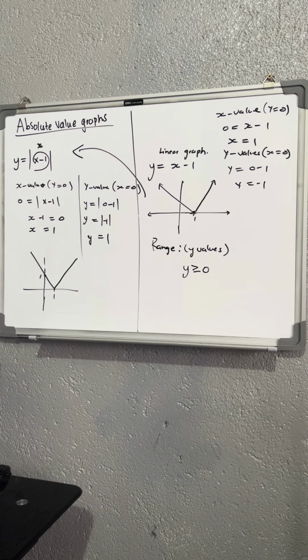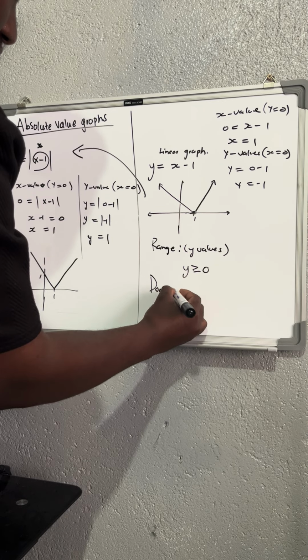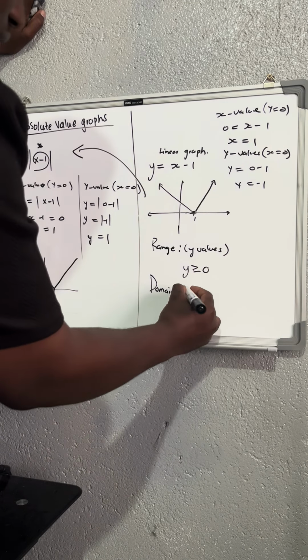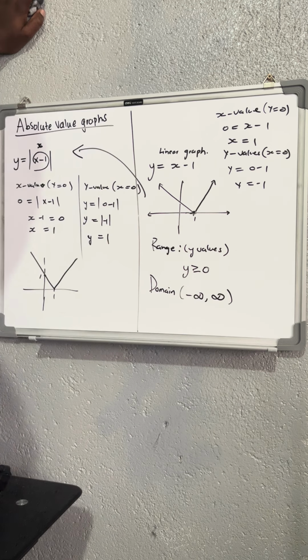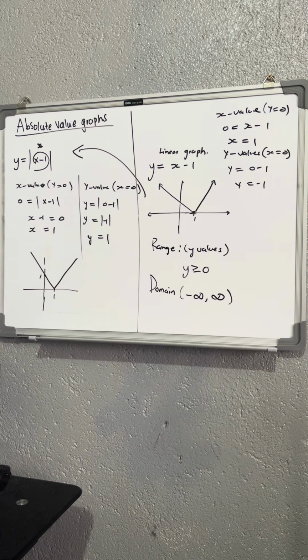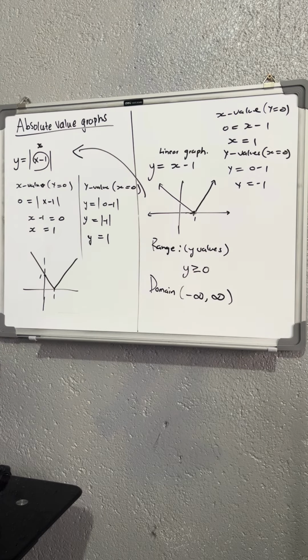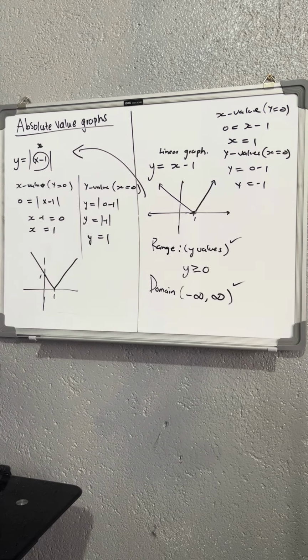So now what is your domain? Your domain is going to be minus infinity to positive infinity. These are your x values. So you see that it starts from minus infinity, and it ends at positive infinity. So hence we are going to have these two ranges like this.